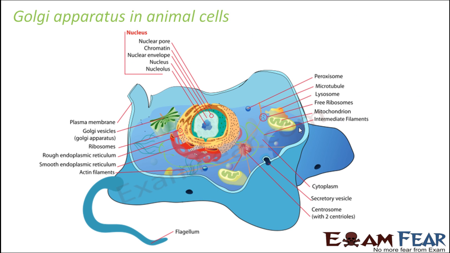Now where are they located in the animal cells? As I said, they are located somewhere near the nucleus. Let us try to find them. Here you have the Golgi apparatus or the Golgi vesicles. Here you see the green colored structure, just outside the endoplasmic reticulum. These are the vesicles which all together form this network of Golgi apparatus.